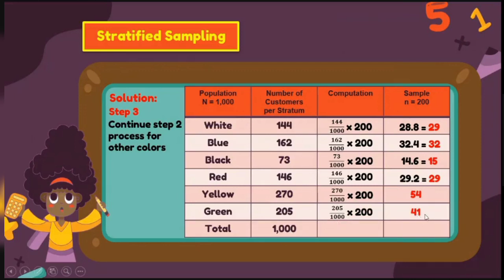Then lastly, to solve for the total number of the sample, you have to combine 29, 32, 15, 29, 54, and 41. So I will have 200 individuals to be part of our study.